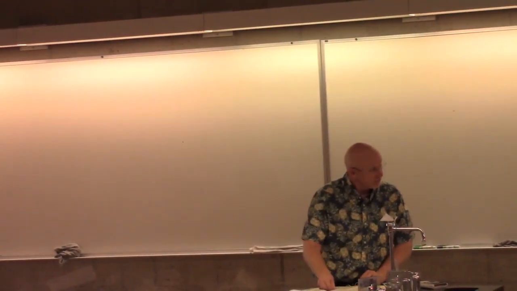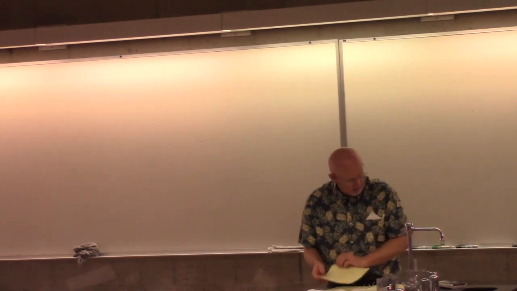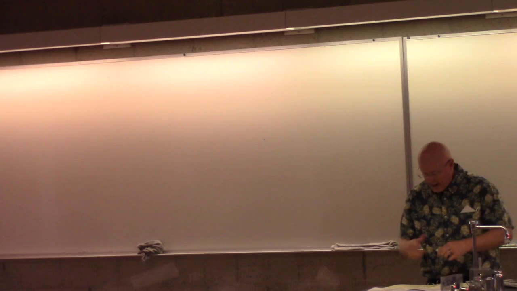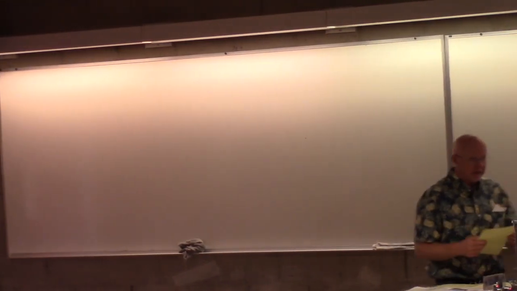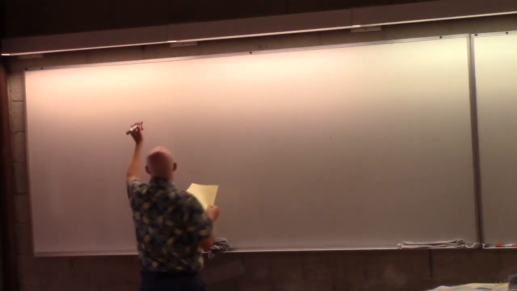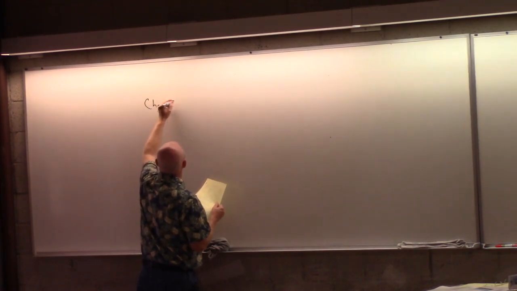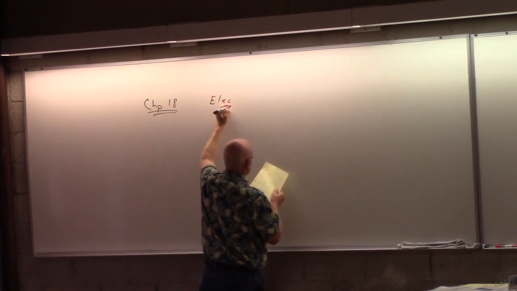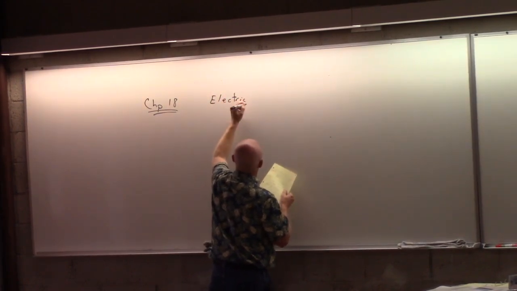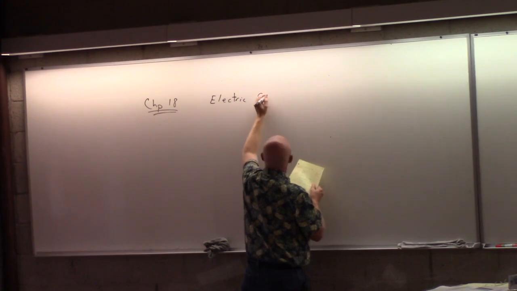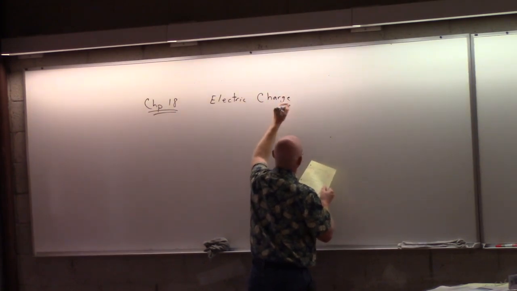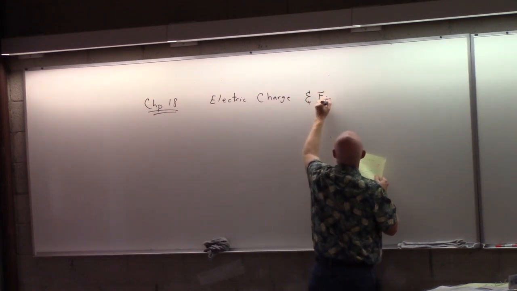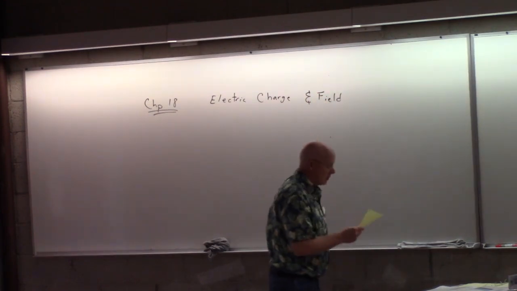And I'll race over to this side of the board here, find my markers, and say, all right, what is our new material? And so we are going to be starting here in chapter 18. And this is our first step of a series of chapters about electricity and magnetism. And this first step is about electrical charges and electrical fields.